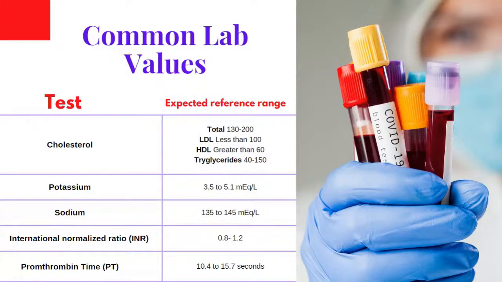So I know we were going over some study questions the other day, and it said a patient's INR is 2. That's too high, right? And then prothrombin time is 10.4 to 15.7 seconds. So as long as you know your ranges, that's it. Doesn't matter how they answer the questions. When you know your ranges, then you know whether the result is normal or abnormal. This is why you've got to know your ranges.